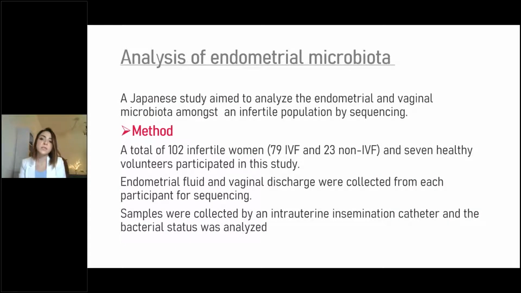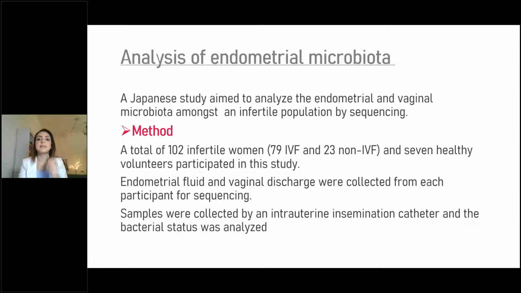Now I'm going to discuss a very specific study. It's actually a Japanese paper that aimed to analyze the endometrial and vaginal microbiota among an infertile population by sequencing. I chose this paper in particular because of two main reasons. The first one is because it gives us more than one lead, and the second one is because this research in particular studies the menstrual cycles of the participants not only at the time of the research, but also afterwards.